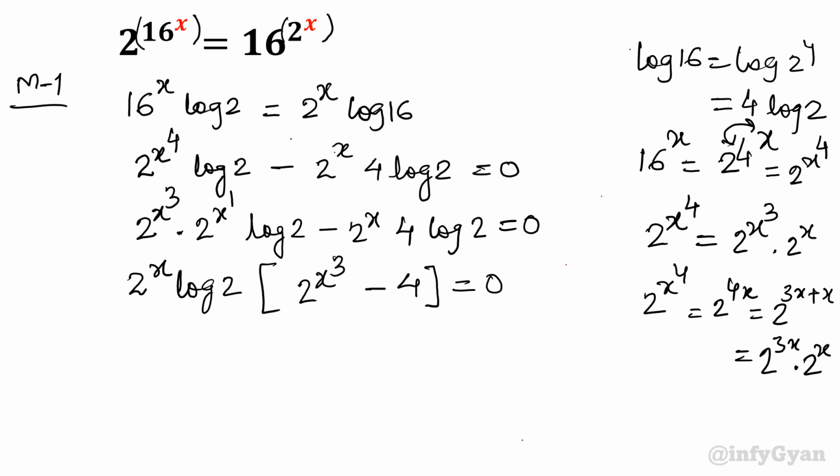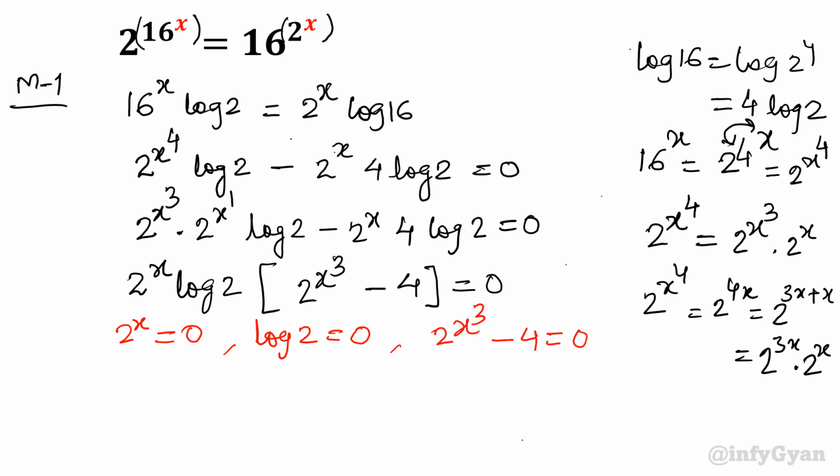Now you can see the product rule, the zero product rule. That rule is either 2 power x should be equal to 0, or log 2 should be equal to 0, or the bracket equal to 0. So let me write first 2 raised to the power x is equal to 0, log 2 is equal to 0, or 2 raised to the power x power 3 minus 4 is equal to 0.